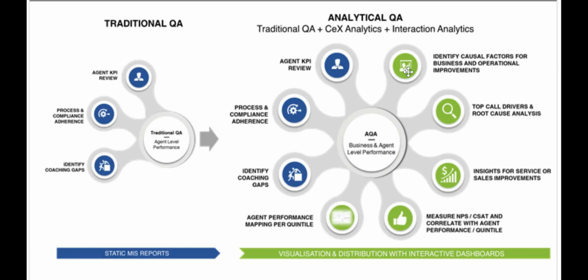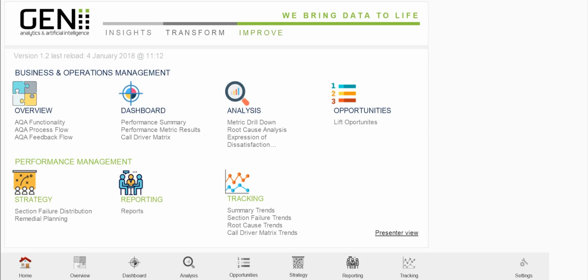Traditional QA models focus merely on agent performance and agent compliance adherence. However, with the Genii analytical QA approach, not only are these factors included, but there is also a core focus on operations performance, business performance, and customer satisfaction. The Genii AQA outputs are visualized and distributed with interactive dashboards.